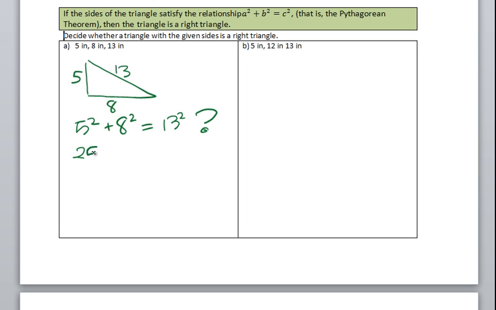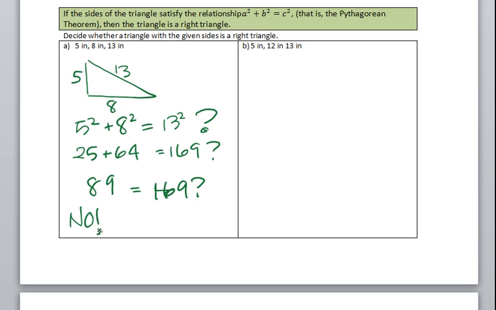Well, 5 squared is 25, and 8 squared is 64. I know that 13 squared is 169. Do these equal? Well, if I look at the left-hand side, 25 and 64 is what, 89? Is 89 the same thing as 169? No. And since this triangle does not satisfy the Pythagorean theorem, it is not a right triangle. So I have to use the Pythagorean theorem to disprove that this is a right triangle.